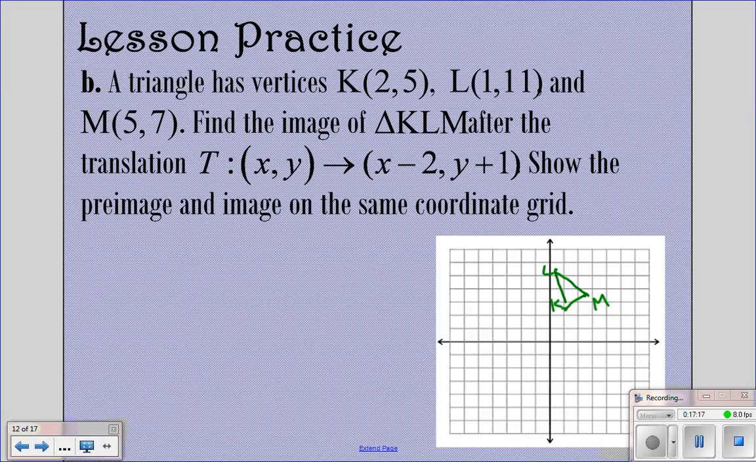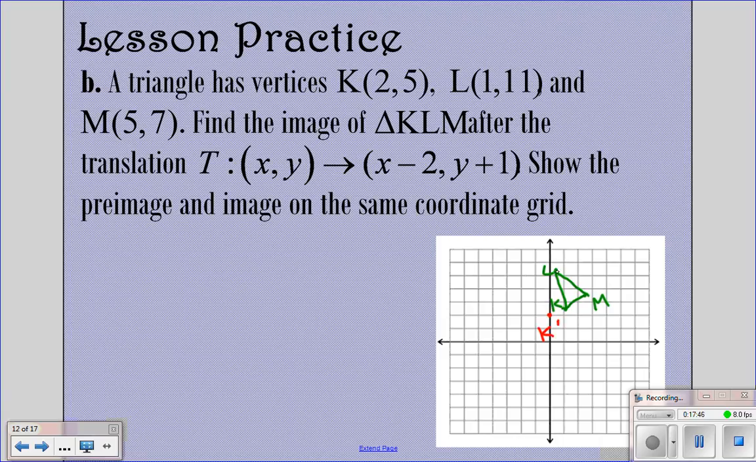And so that would be your pre-image. Now we want to find the image after we subtract 2. So that means that it moves to the left 2 and it still moves up by 1. So I'm going to do that in another color. So our K is going to get pushed to the left 2 and then down 1. And so it's going to be K prime here.